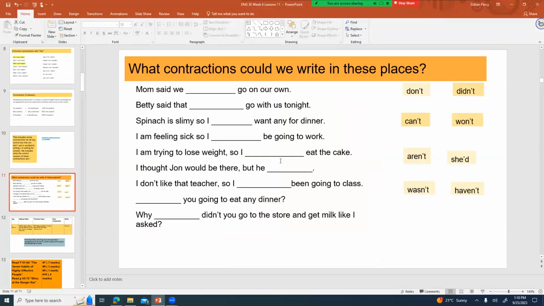Okay, so here are some sentences that are missing some contractions. The contractions are over here. We've got don't, didn't, can't, won't, aren't, she'd, wasn't, and haven't. Okay, so mom said we something go on our own. So what would make sense there?